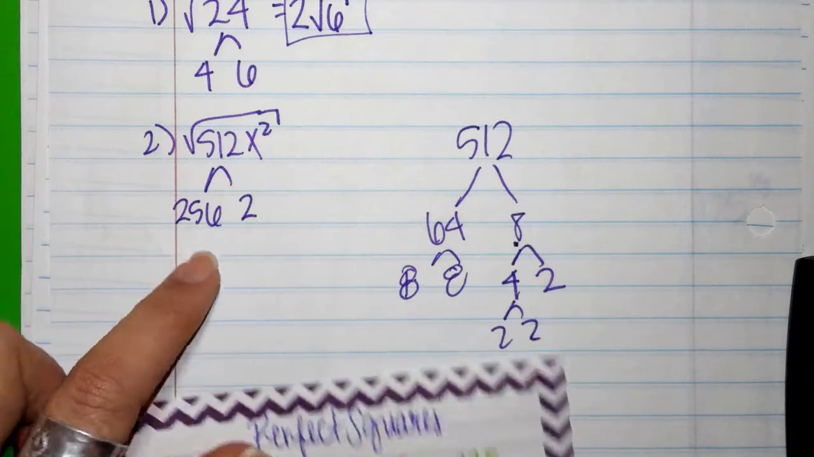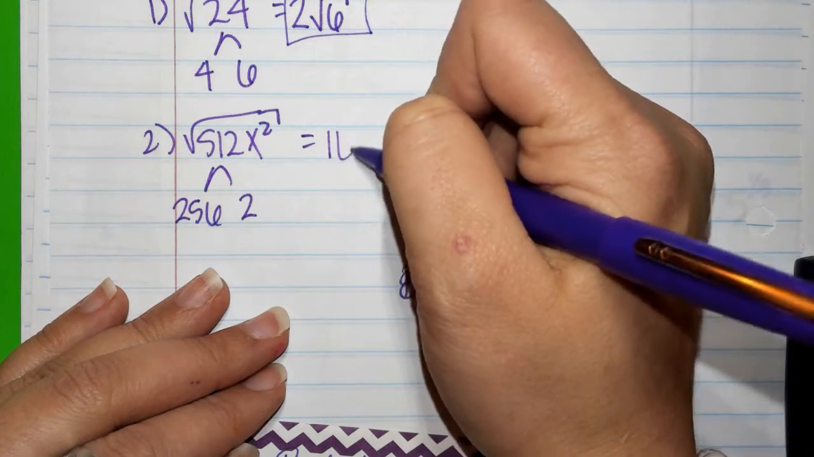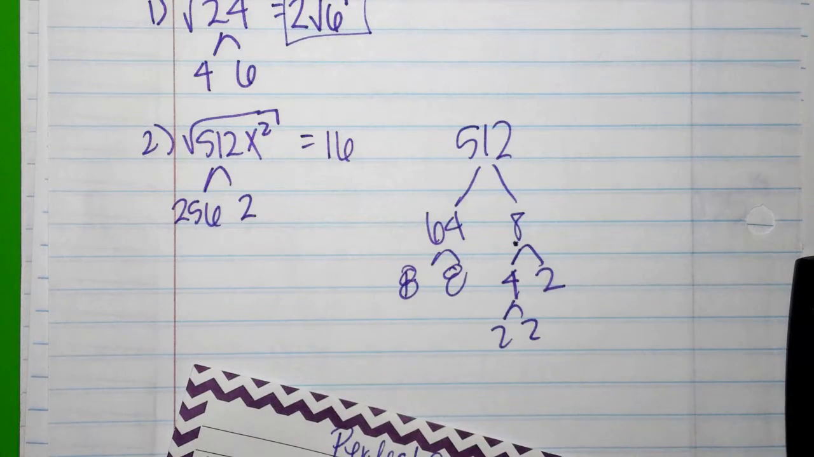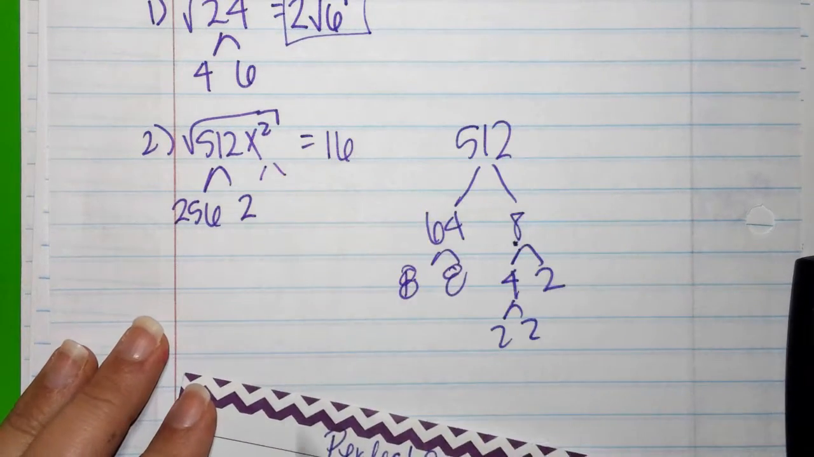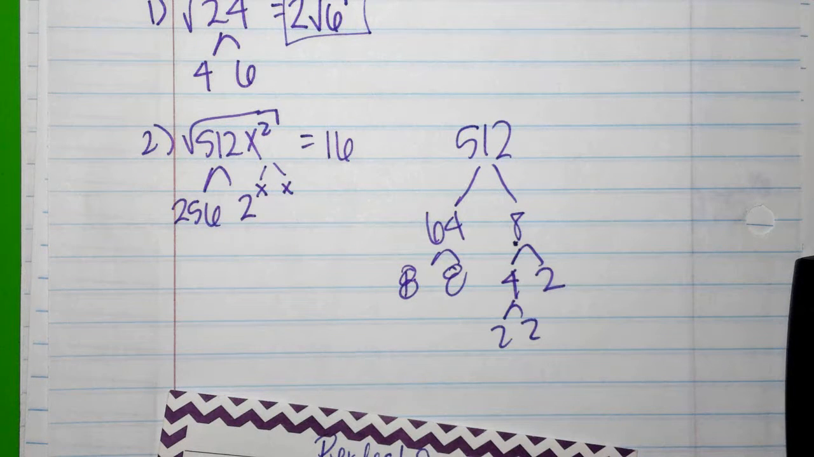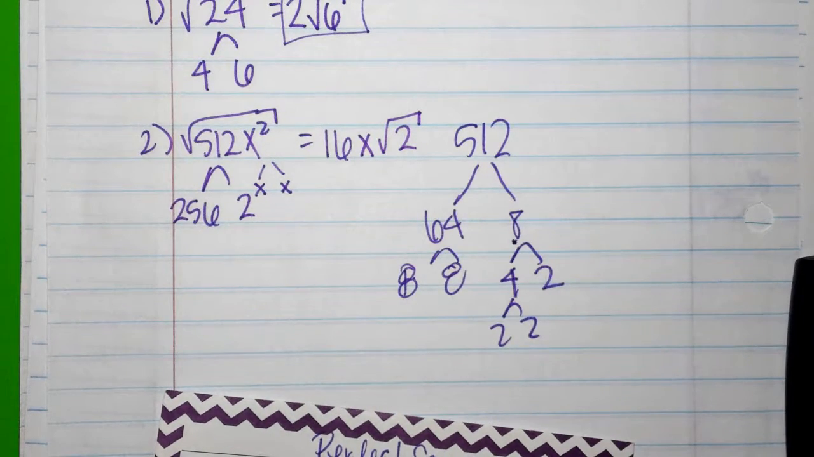Now what's the square root of 256? 16. Okay. Now, do you guys see this x squared? How many x's is that? 2. So if I take the square root of those, what's going to be on the outside? X. Square root of 2. That's it.